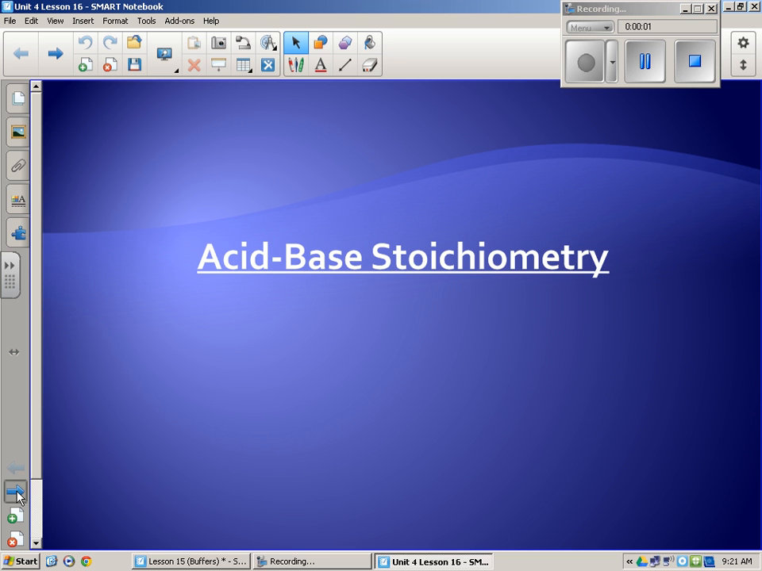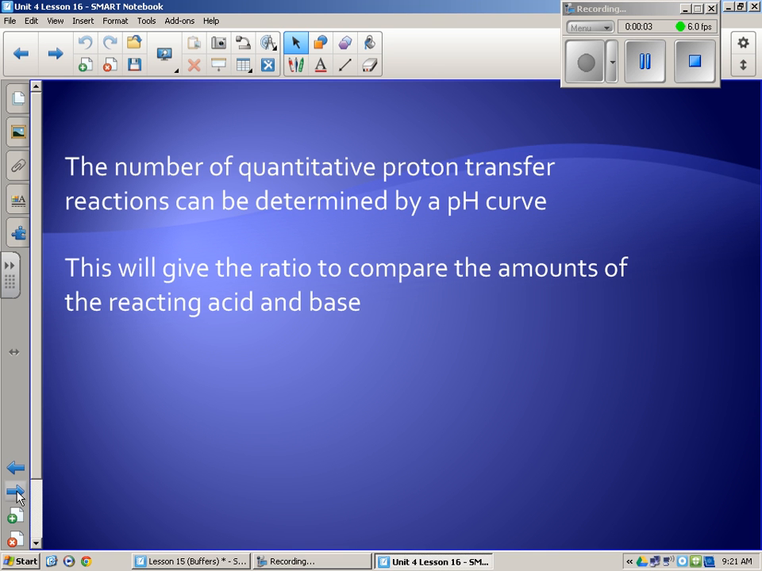Acid-base stoichiometry today. The number of quantitative proton transfer reactions can be determined by a pH curve. When you look at a pH curve, if it's got one proton transfer, one spike or jump, that's a monoprotic curve. If we had two spikes or two drops, we're going to have a polyprotic one. This will give the ratio to compare the amounts of the reacting acid and base.